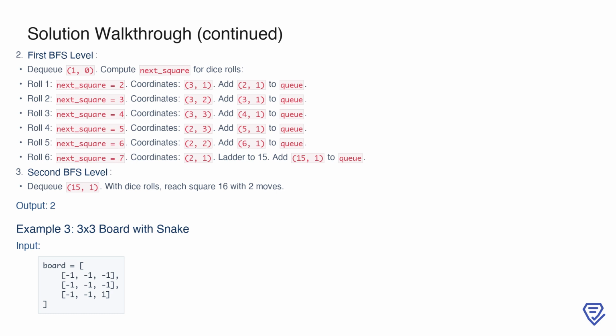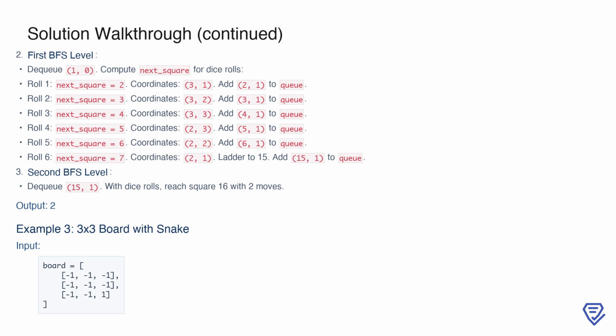When rolling a 6, we land on square 7. This square contains a ladder that immediately takes us to square 15. As a result, we add 15, 1 to the queue, indicating that we've reached square 15 in just one move.